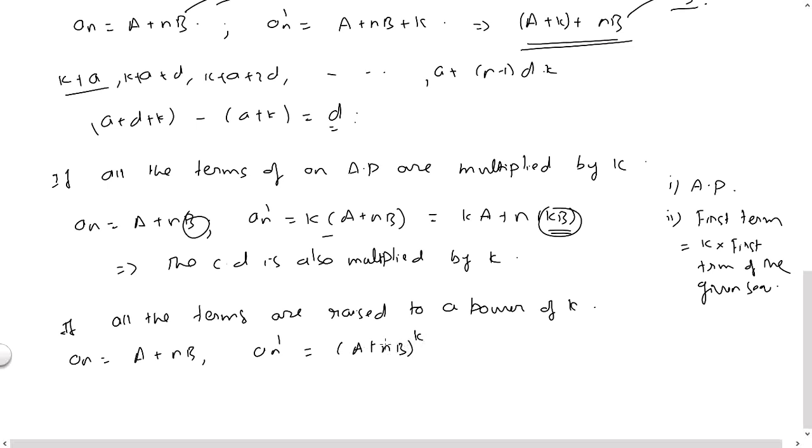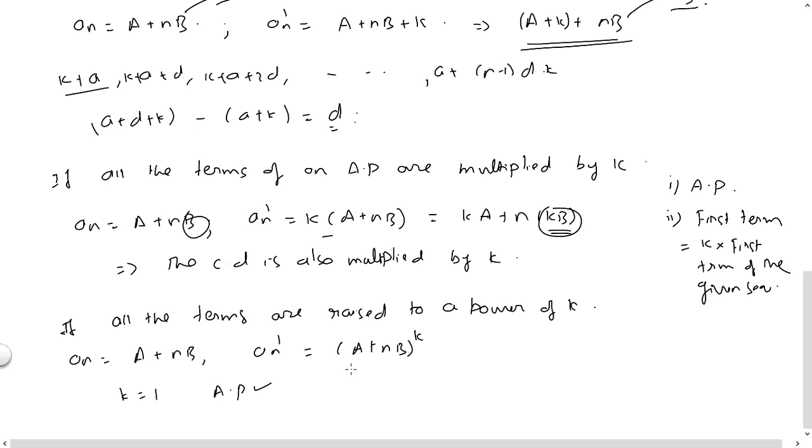So this will not be a linear expression in n. So we would say that this is not an arithmetic progression, except in a few cases. You would see that this is raised to the power of k, and you might argue that the resulting sequence will not be an arithmetic progression. That is in general correct, but there are a few exceptions. What are those exceptions? If k is equal to 1, then the resulting sequence will be in arithmetic progression.